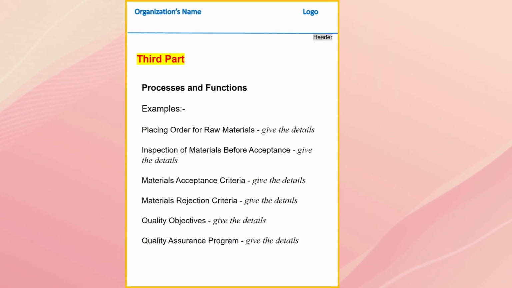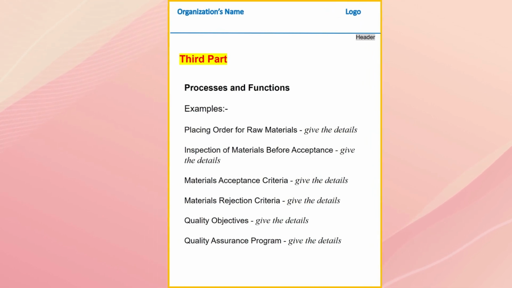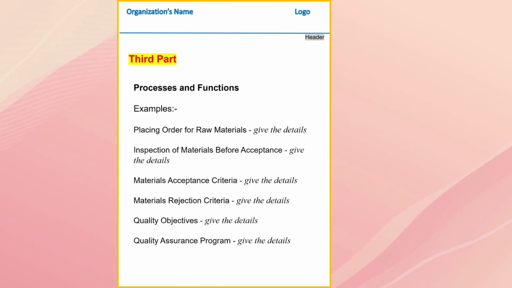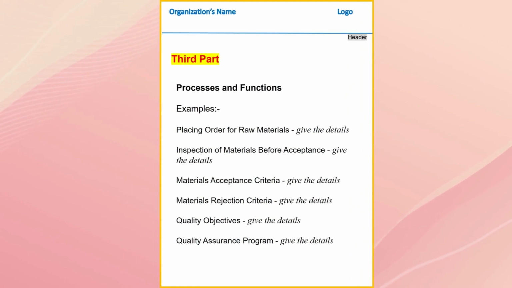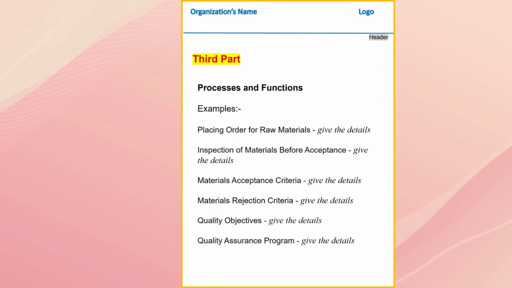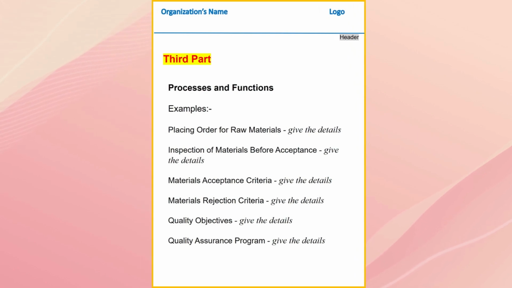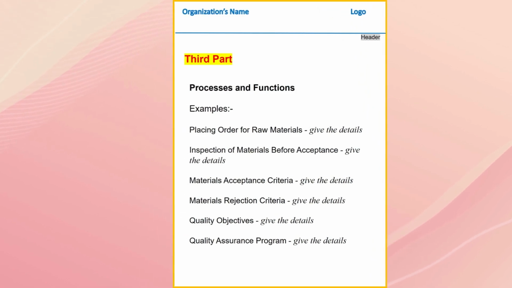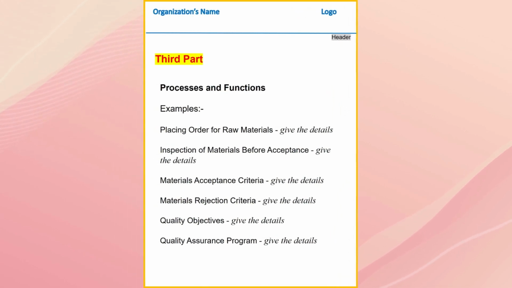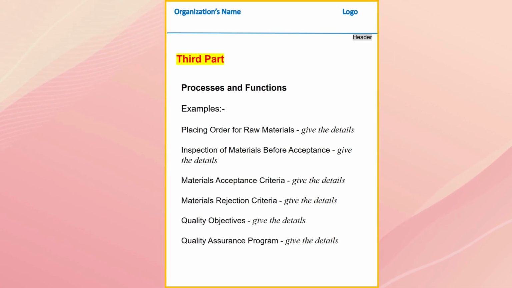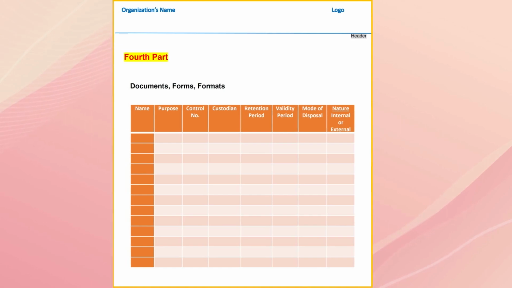The third part of the document should contain the various processes and functions of the department. Create a separate heading for each process and function. The third part should also contain the quality objectives and the quality assurance program of your department, if you have any. All these headings should be captured in the index page. Examples: placing order for raw materials, inspection of materials before acceptance, materials acceptance criteria, materials rejection criteria, quality objectives, quality assurance program.